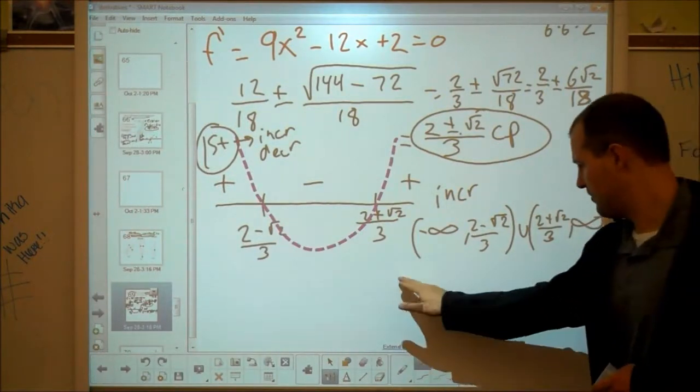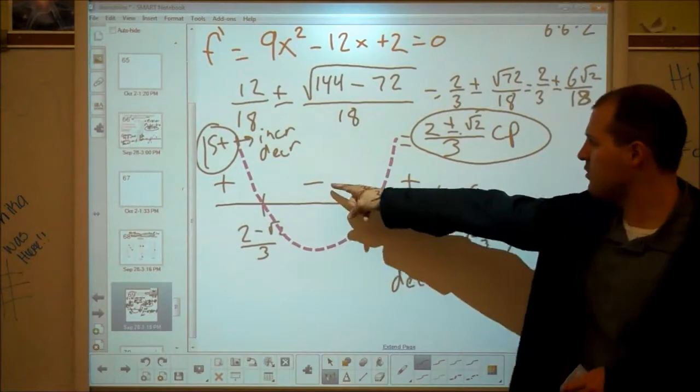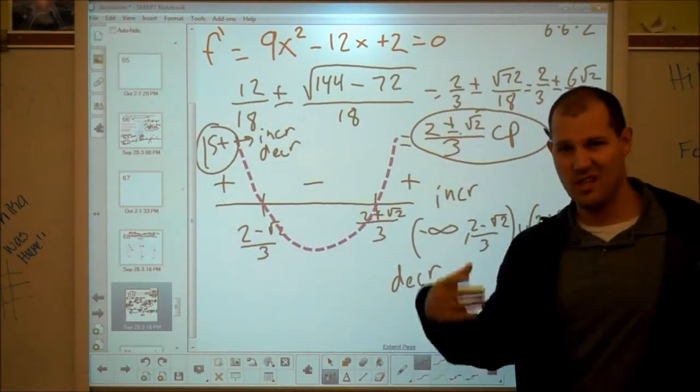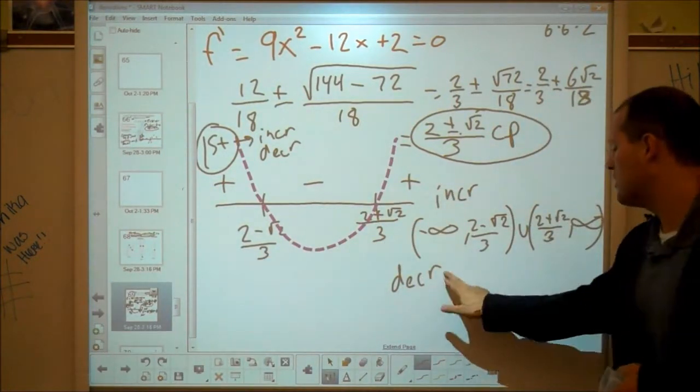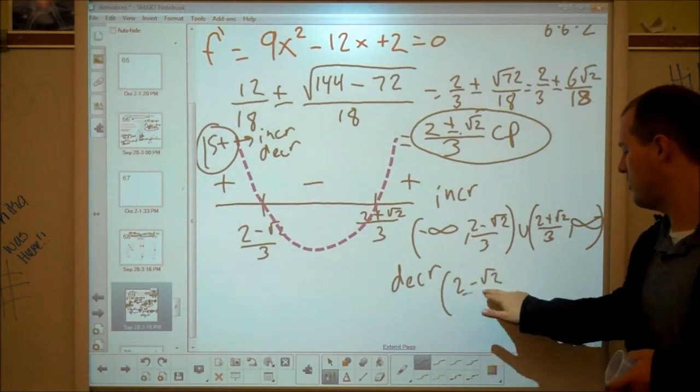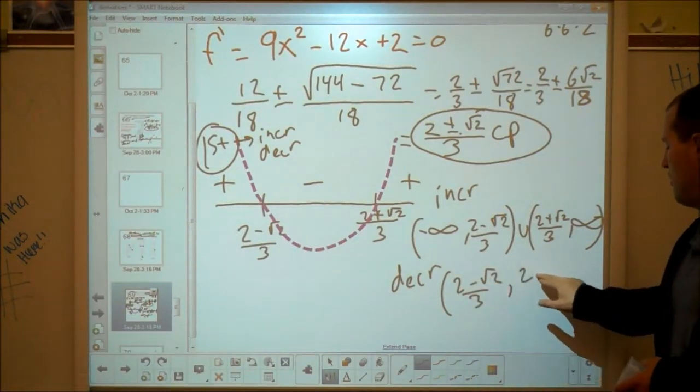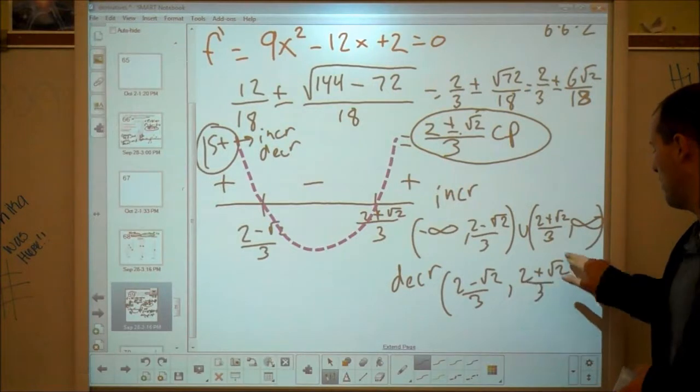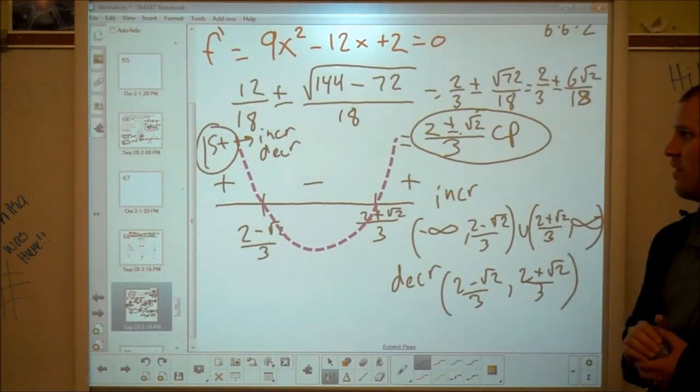That's increasing. Let's talk about decreasing. Decreasing where there's a minus, it's in between these two. It's a lot of symbols, but it's not hard to write. So from 2 minus root 2 over 3 to 2 plus root 2 over 3 are my intervals of decrease.